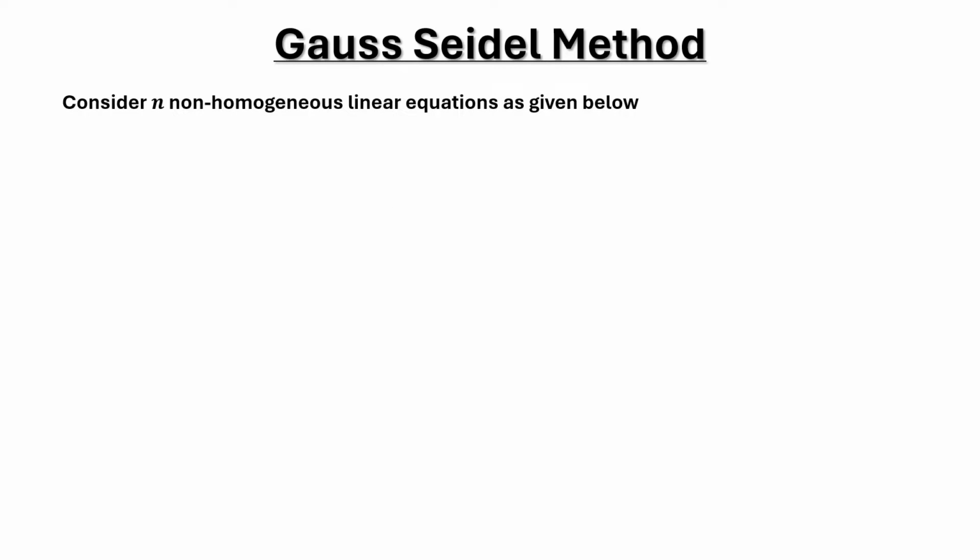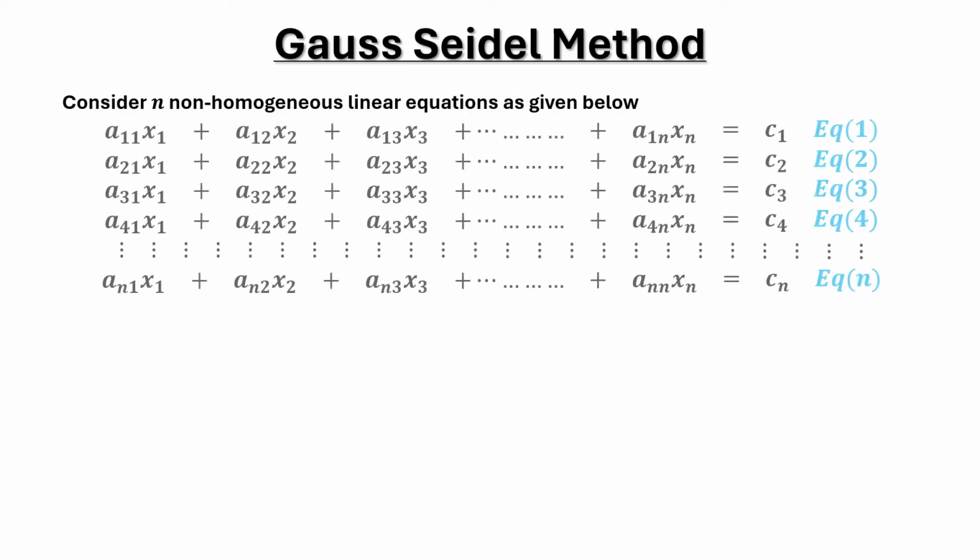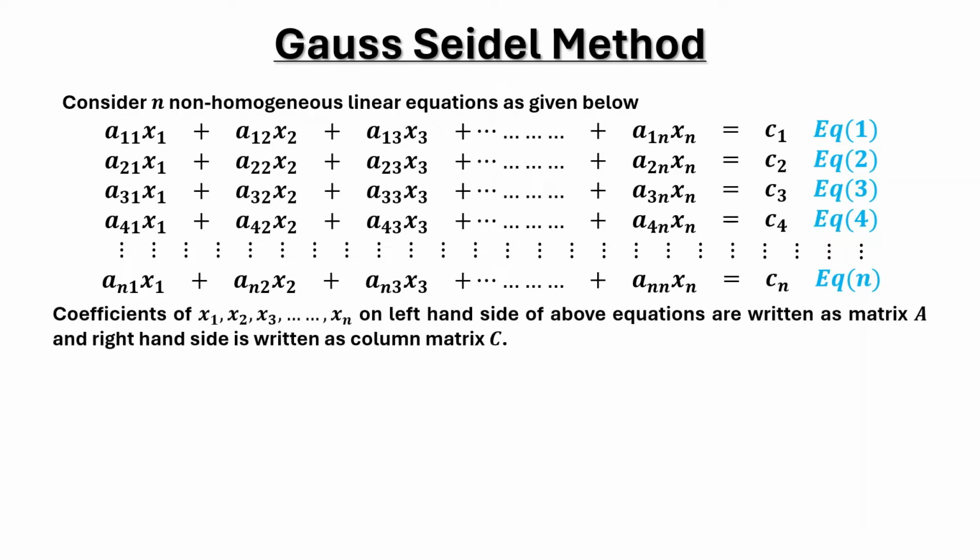Consider n non-homogeneous linear equations as given below. Coefficients of x1, x2, x3, xn on left-hand side of above equations are written as matrix A, also known as coefficient matrix, and right-hand side is written as column matrix C.